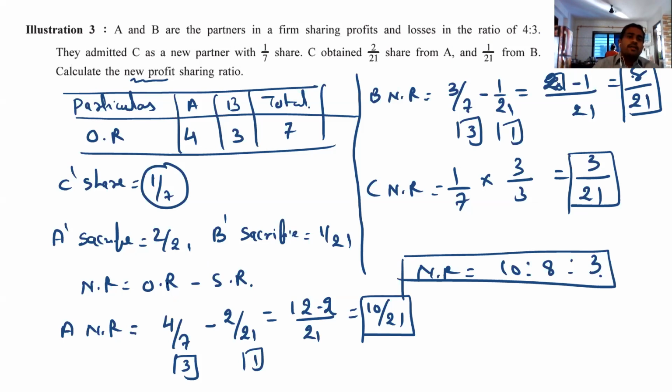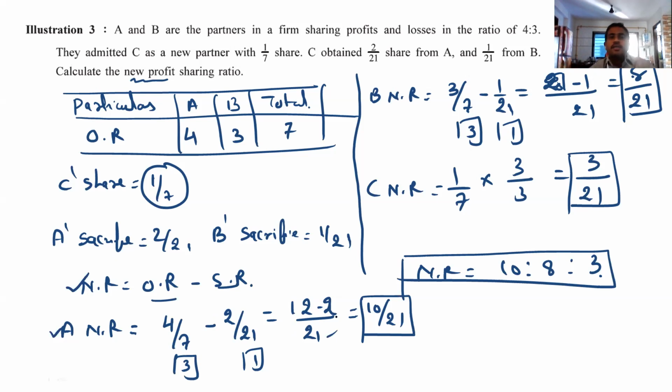So A's formula, we have done all this. So new ratio comes to old ratio minus sacrifice ratio. So A's new ratio is 4 by 7 minus 2 by 21. That is, we have to minus. Why? Because the formula says old ratio minus sacrifice ratio. That is 4 by 7 minus 2 by 21. Right? So if we cross multiply, we have taken the LCM. So 4 3s are 12 minus 2. It's a normal thing.